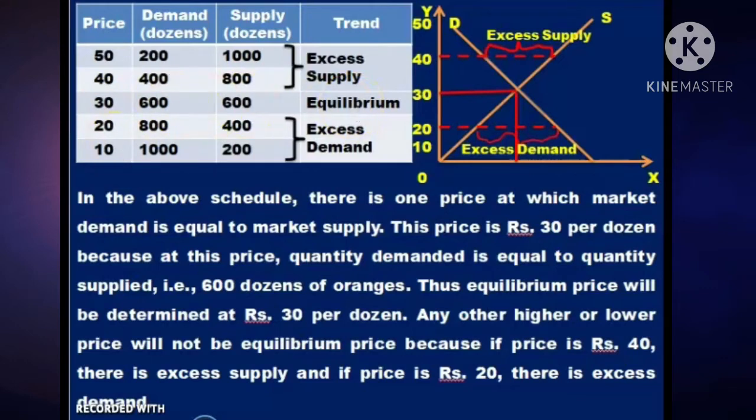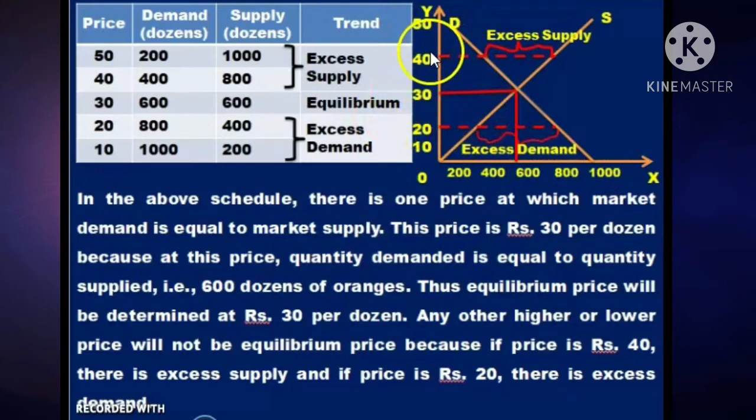Next, equilibrium price and quantity demanded and supplied. At price 20, 800 is demanded and 400 is supplied, and at 10, 1000 is demanded and 200 is supplied. Here demand is greater than supply, so it is excess demand.